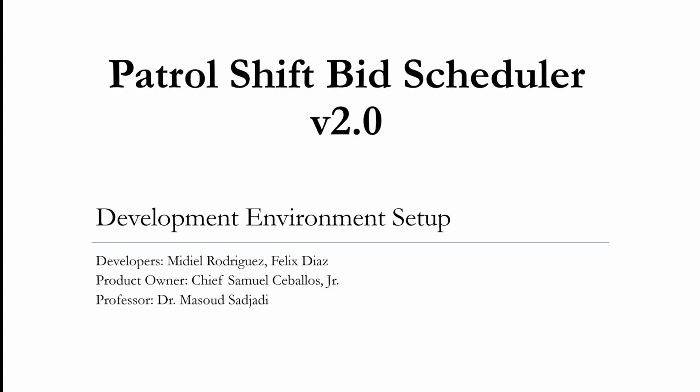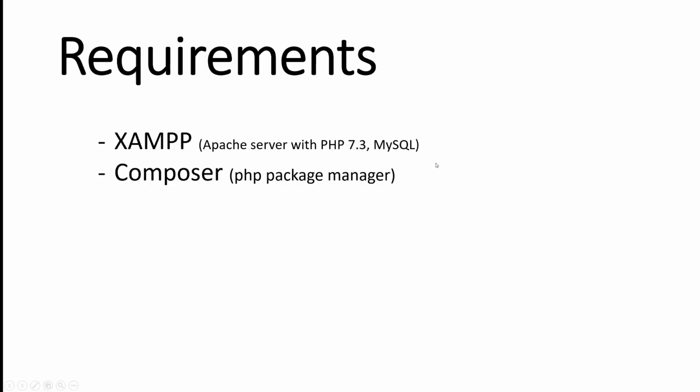Hello, my name is Medias Rodriguez, and in this video we're going to go through the development environment setup for Patrol 2-bit Scheduler 2.0. Some of the software that's going to be installed is XAMPP, which is going to serve as the web server, the Apache web server, and also comes with the MySQL database. We're also going to install Composer, which is a PHP package manager that we're going to need.